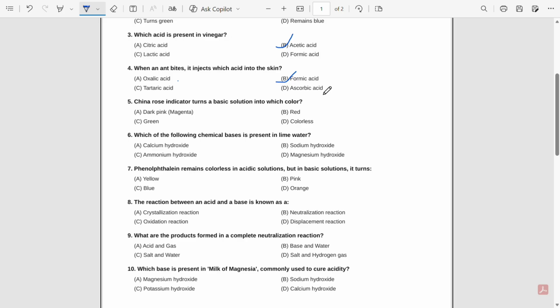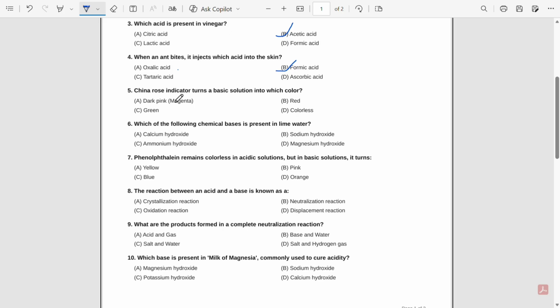Now go for the fifth question. Read the fifth question. China rose indicator. You know very well, China rose is nothing but the hibiscus plant. It turns a basic solution into which color? So here, if it is an acidic solution, it's dark pink, magenta, already you know well. But it is a basic solution. So in basic solution, the China rose indicator turns the solution into green color.